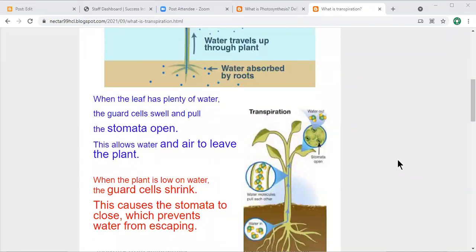Teacher, how is the water going up to the leaf? Okay, no problem. I will explain your question also.